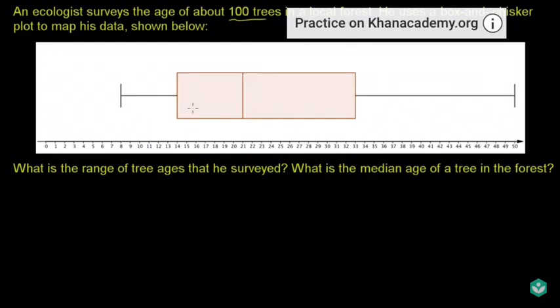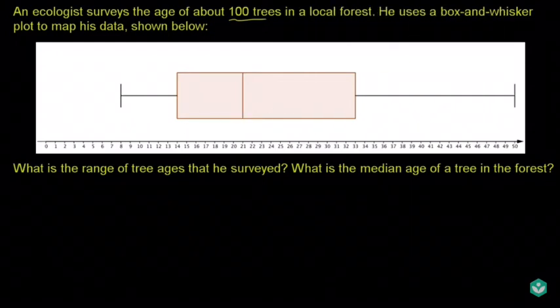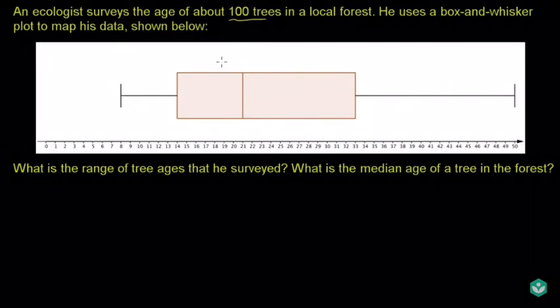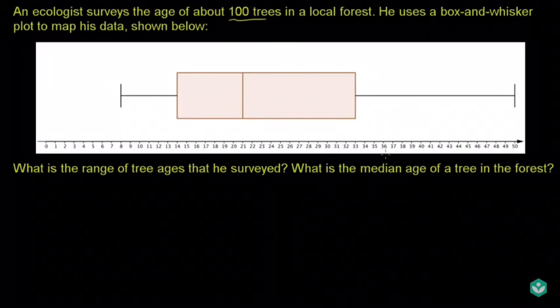So first of all, let's make sure we understand what this box and whisker plot is even about. This is really a way of seeing the spread of all of the different data points, which are the ages of the trees, and to also give other information like what is the median and where do most of the ages of the trees sit.